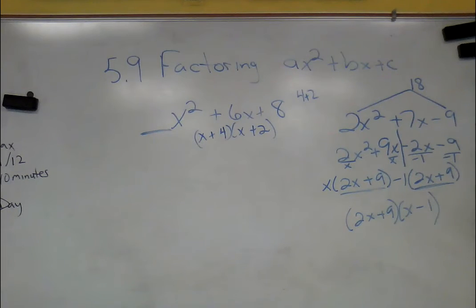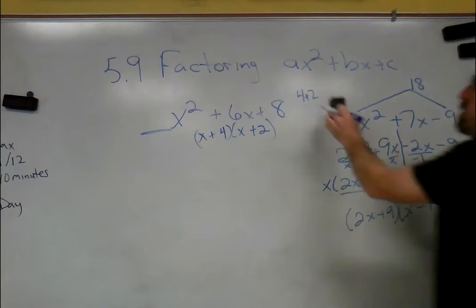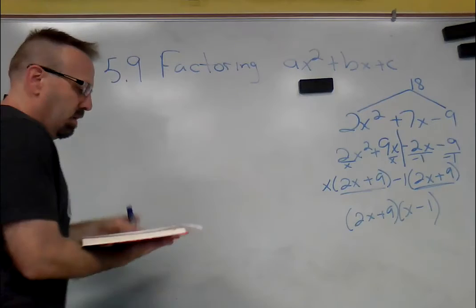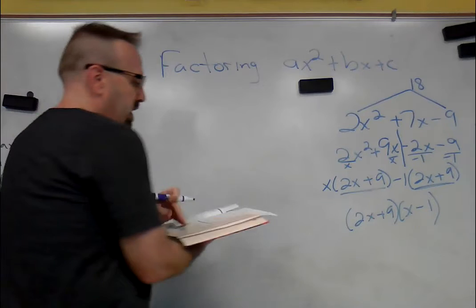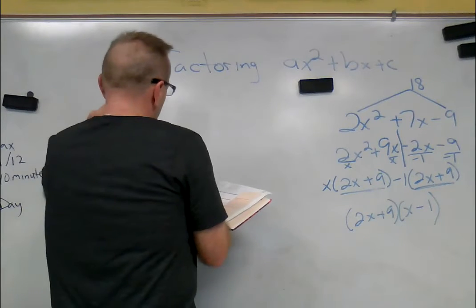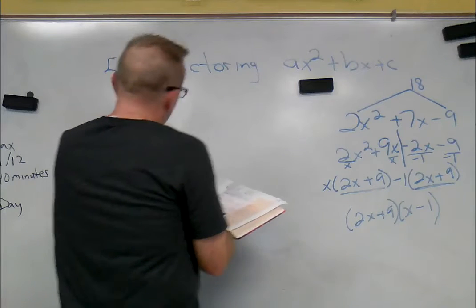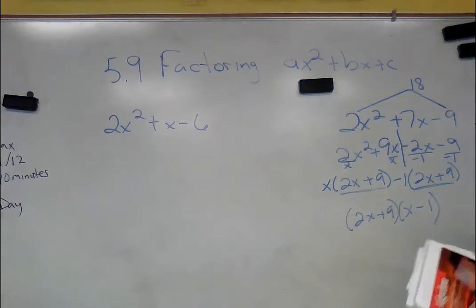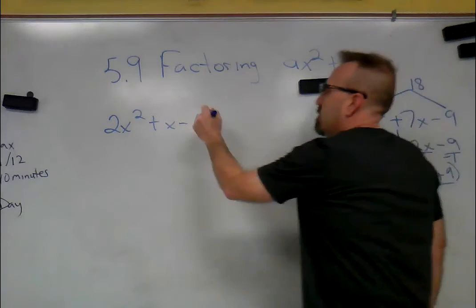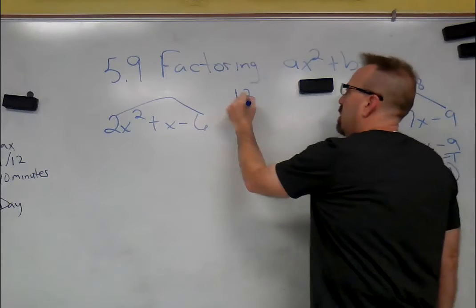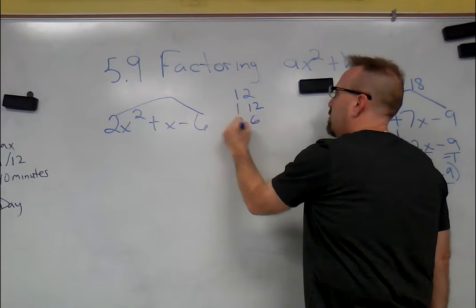Okay, so we're going to combine what we did yesterday with what we've been doing. We're going to do a little bit of this today, do some practice, and then work on it again quite a bit more tomorrow. I want to make sure we've got it before we move ahead. So this one, 2x squared plus x minus 6. Again, step 1 is multiply these two. We get 12. 1, 12, 2, 6, 3, 4.